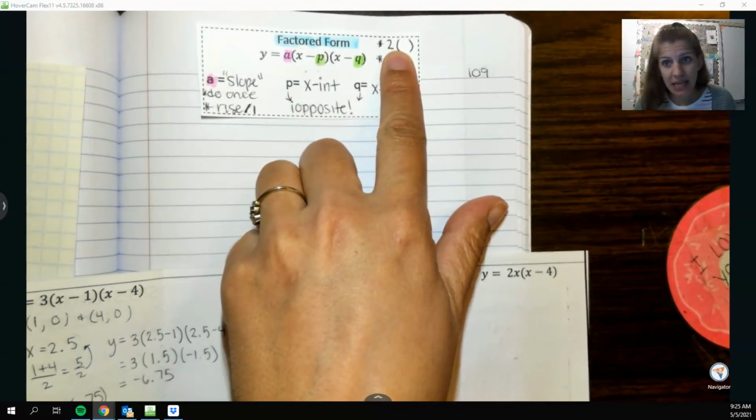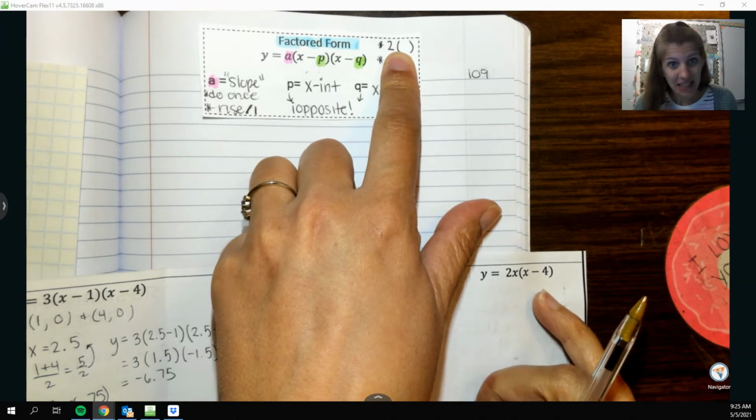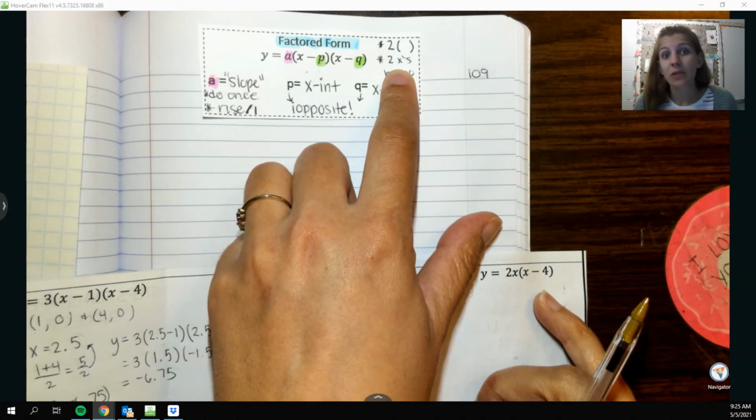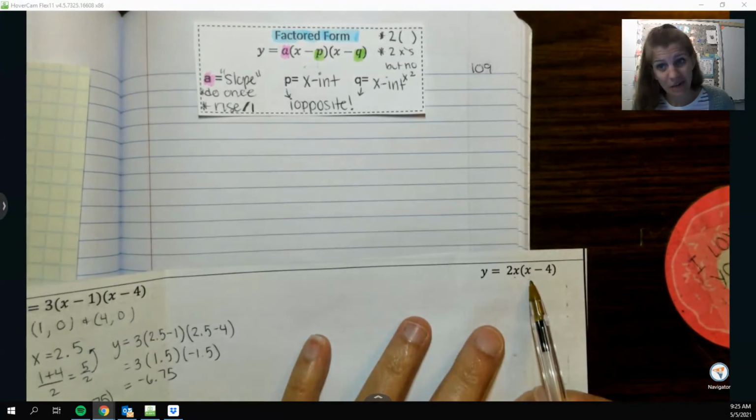This one's sneaky because I told you guys to identify that something is in factored form, we want to look for 2 parentheses. But this is in factored form, and I don't see 2 sets of parentheses. So kind of the other hint is to look for 2 x's, but no x squared. And so this has an x and an x, but neither of them are squared.